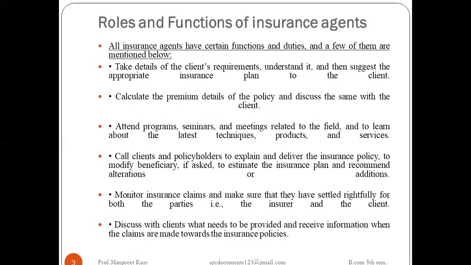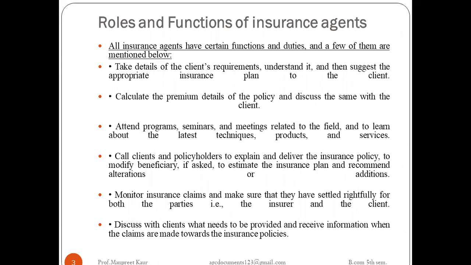The next and main topic we are going to discuss is the roles and functions of insurance agents. There are many insurance agents who perform the basic functions and various kinds of duties for providing information to the client. The very first point is that they take the details of the client's requirements, understand them, and suggest appropriate insurance plans to the clients.